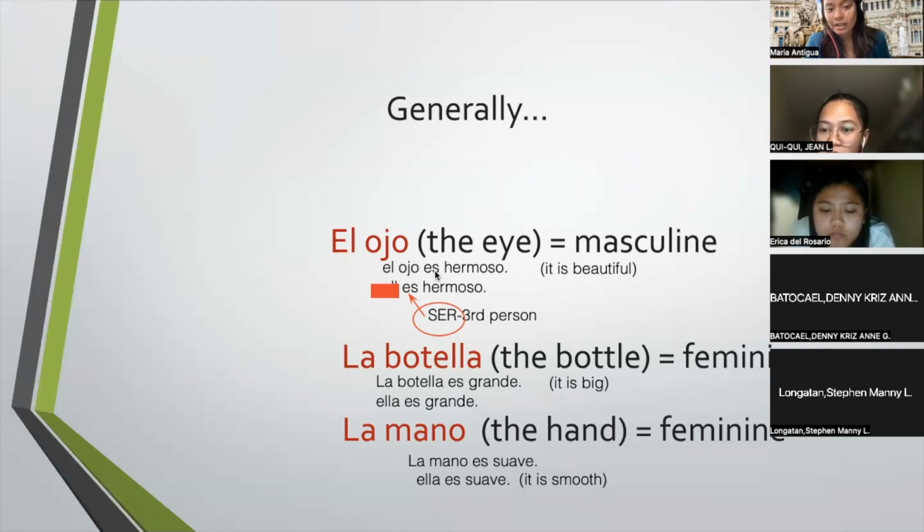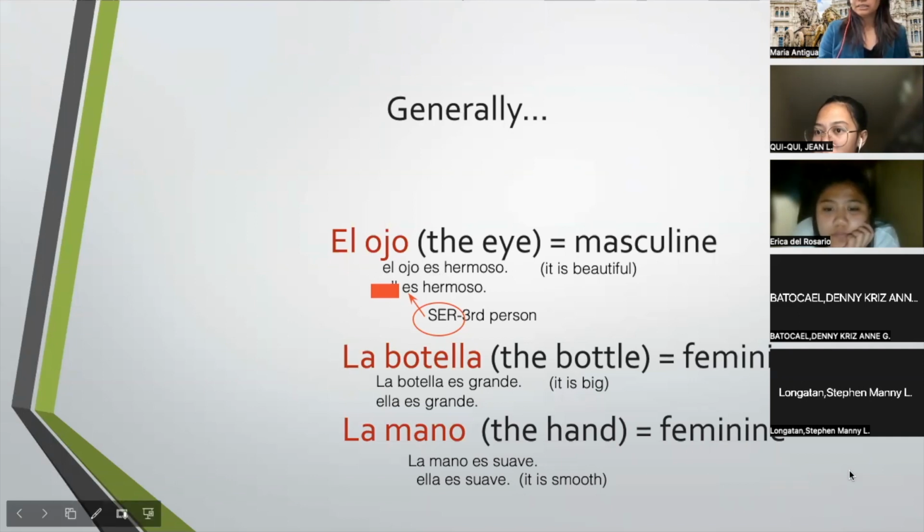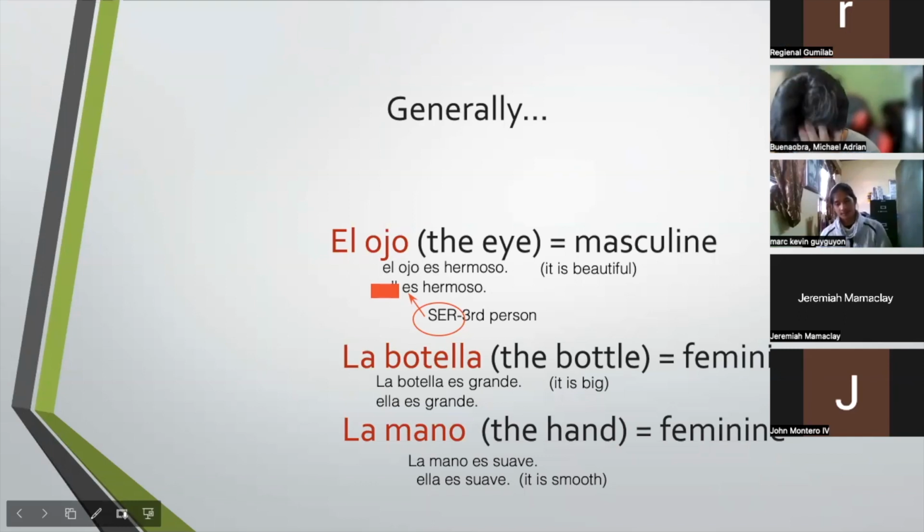Él es hermoso. Ella es grande. Ella es suave. Kahit pa in English, it lang yan, right? So, I hope that's clear. Any question? Done copying? Yeah.